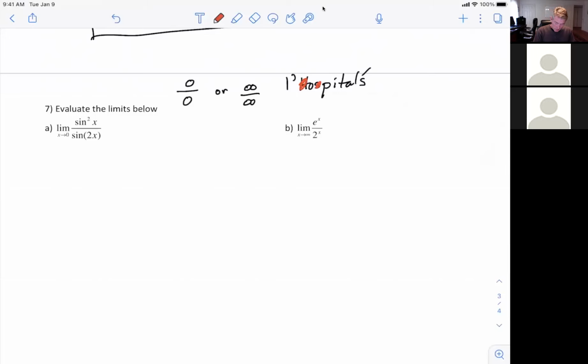Anyway, with this one, x is going to 0. And sine of 0 is equal to 0, even if you square it. And sine of 2 times 0, oops, that's not 20, but 2 times 0. That means this one is 0 over 0. So that means that we are allowed to use L'Hopital's rule.